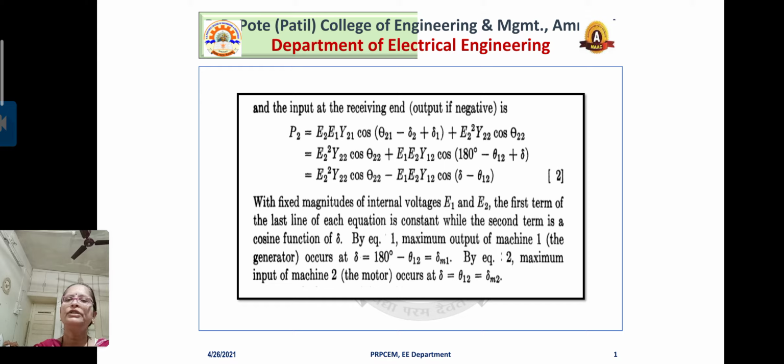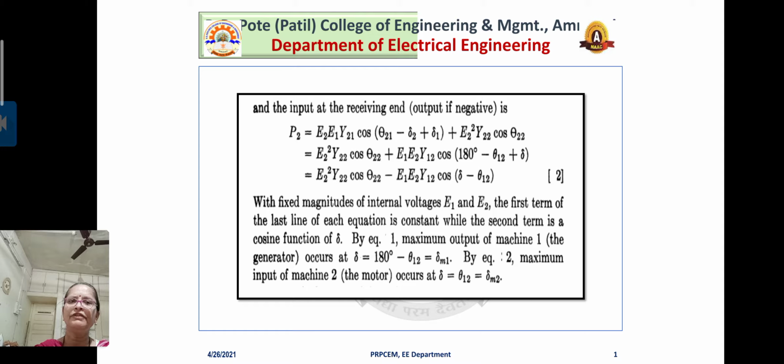For the time being we are not focusing on those expressions, because the derivation is not a curriculum or syllabus demand. We are only focusing on the power angle curves of the two machine system with losses. With fixed magnitudes of internal voltages E1 and E2, the first term of the last line of each equation is constant, while the second term is a cosine function.